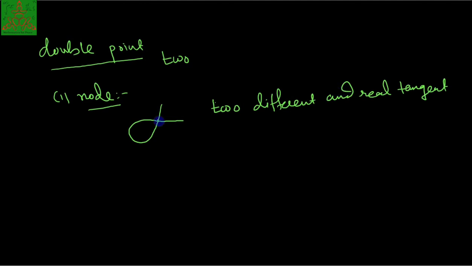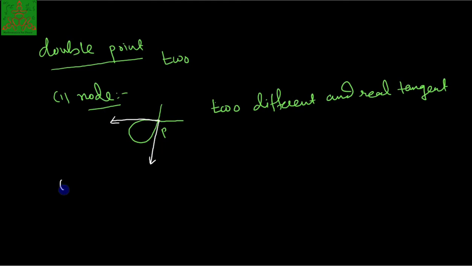For example, this is one example of a node. At this point P, you will have two tangents. The first tangent is along this branch, and another tangent is along this branch. So there are two tangents at this point P. That's why this point P is called the node.